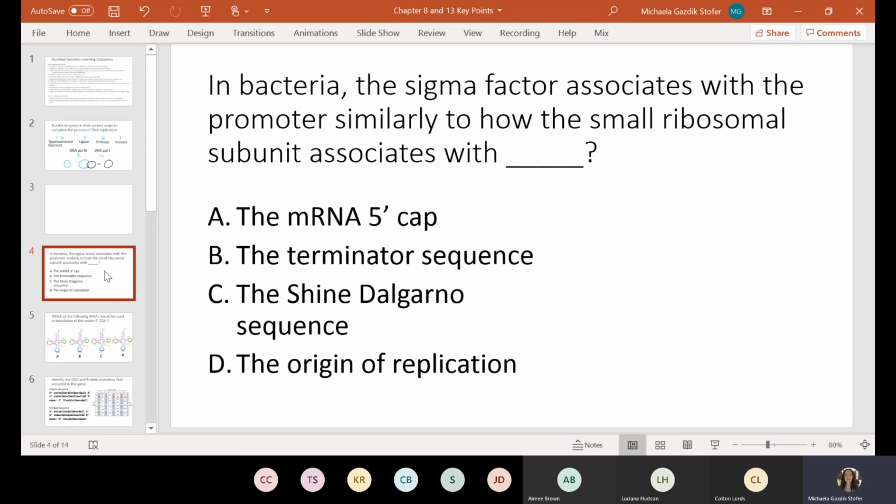So this question says, in bacteria, the sigma factor associates with the promoter, similarly to how the small ribosomal subunit associates with what? So go ahead in the chat, what do you think the answer to that one is? A, B, C, or D?